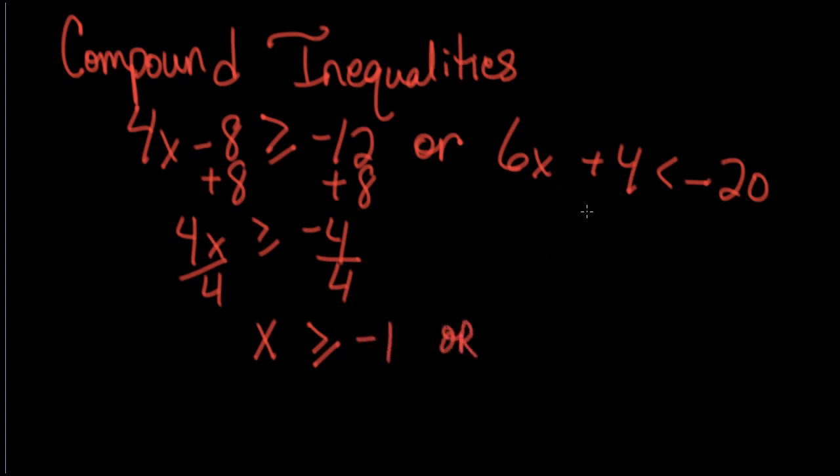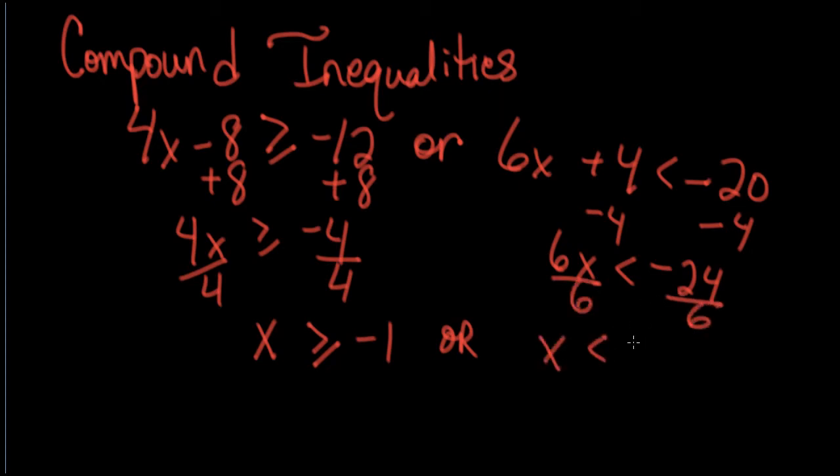Or, let's solve this one now. Subtract 4 from both sides. Left with 6x is less than negative 24. Divide by 6, and x is less than, what is that? Negative 4. All right, so that means our answer, x, is somewhere between negative 1 and negative 4. It's greater than or equal to negative 1, or it's less than negative 4. It's not in between. I messed up by saying that.